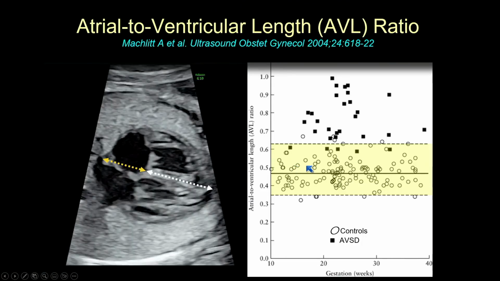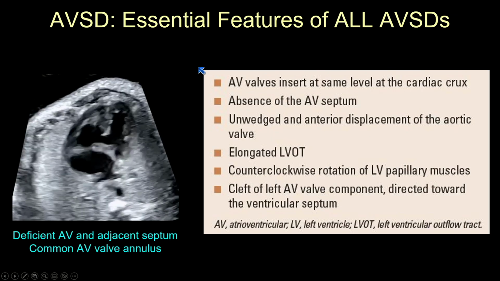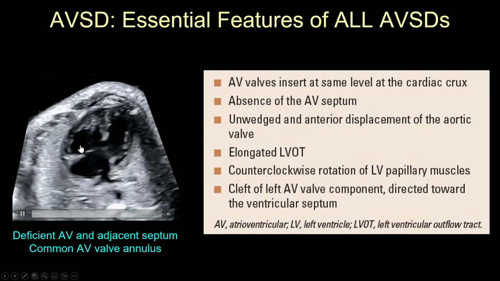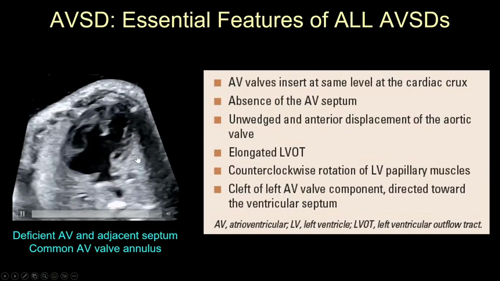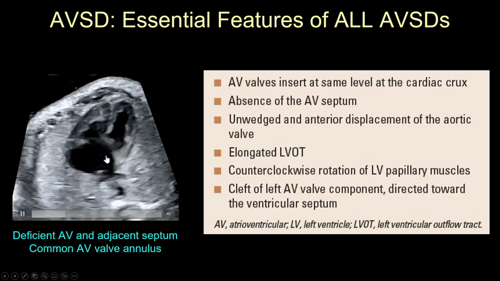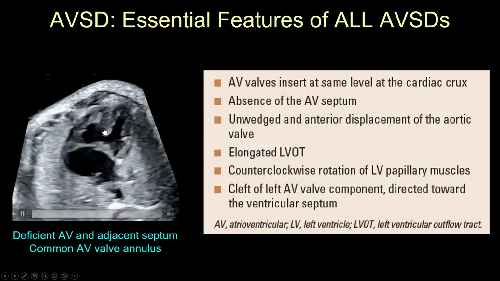This has been shown in papers where people looked at the difference between AVSDs and the normal controls. So about 50% is the atrial to ventricular septal length ratio. Now, the essential features of all AVSDs are, first of all, a common AV valve that spans over both ventricles. There's a variable septation defect in the center, and the aorta becomes unwedged, and the outflow tract is elongated.